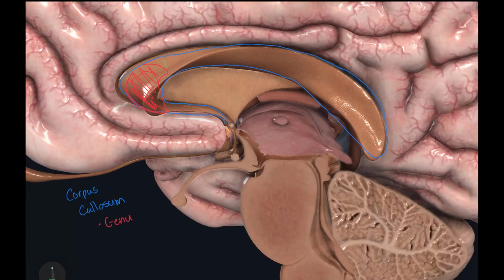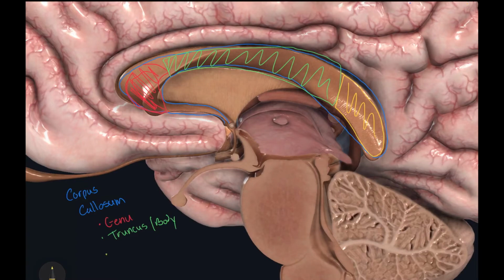Then you have this long, flattened portion in the middle of the Corpus Callosum, and this is going to be the truncus or body of the Corpus Callosum. And lastly, the most posterior part of the Corpus Callosum is called the splenium of the Corpus Callosum. And those are all the different parts found in the Corpus Callosum.